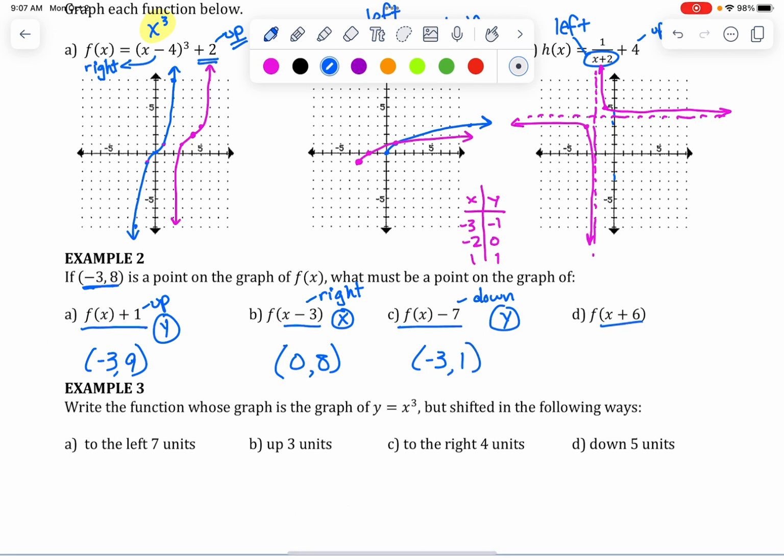And just to drive the point home, this is going to move it to the left, which means you're going to change your x coordinate. So -3 moving to the left becomes -9, and the 8 stays the same. So notice in each of these cases, you're only changing one of the parts of the coordinate, right? So just pay attention to where the parentheses are, and it should be pretty straightforward.